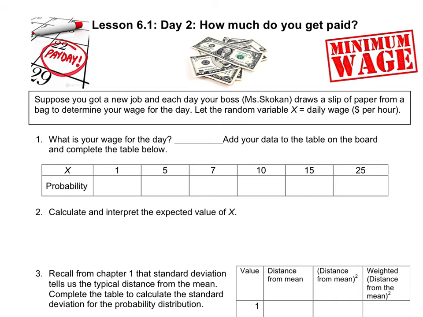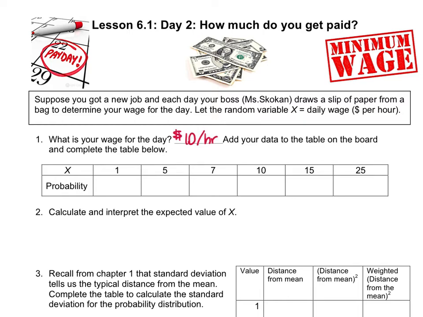Suppose you got a new job, and each day your boss, Miss Skokin, draws a slip of paper from a bag to determine your wage for that day. Let the random variable X represent the daily wage in dollars per hour. Now, if we were in class together, I would go around the room and allow you to select a slip of paper out of the bag so that you could determine your wage for the day. The slips of paper would have on them $1, $5, $7, $10, $15, or $25 for your daily wage.